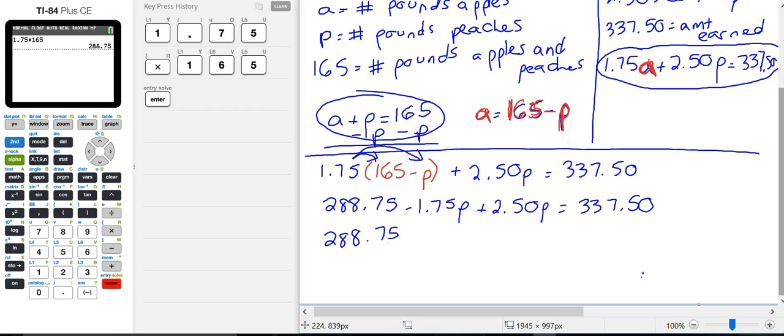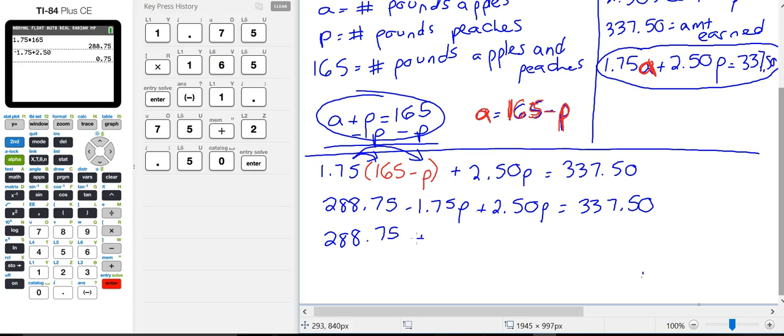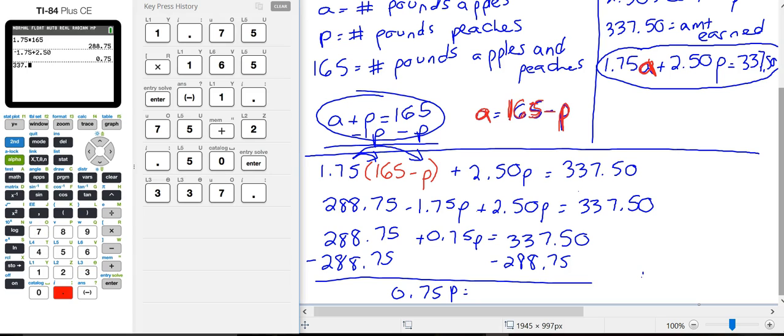Let's combine the like terms. 288.75 negative 1.75P plus 2.50P is 0.75P. This is equal to 337.50 minus 288.75, minus 288.75. So 0.75P is equal to 337.50 minus 288.75, which is 48.75.